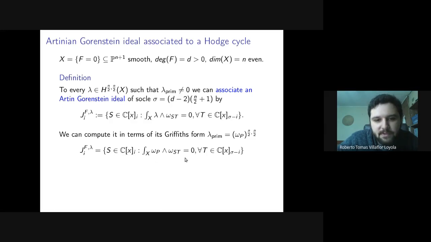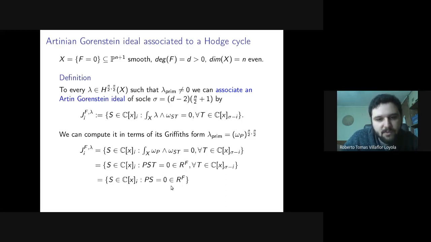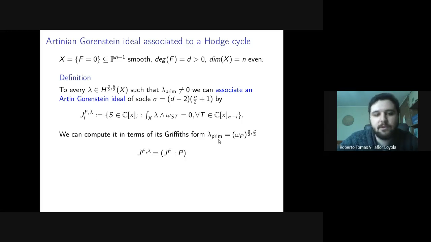We will have that by definition, this is equal to this. Now, if we remember the proposition about the periods of forms written in Griffiths form, we will see that this is 0 if and only if this product of polynomials is 0 in the Jacobian ring, right? And now, since the Jacobian ideal is Artin-Gorenstein, we know that the product in the Jacobian ring is a perfect pairing. So this means that this is equal to this, which is exactly the quotient ideal. So whenever we know this polynomial p, so whenever we know how to write lambda in Griffiths form, we can compute easily, or we have a nice description of this associated Artin-Gorenstein ideal in terms of this polynomial p and the Jacobian ideal.